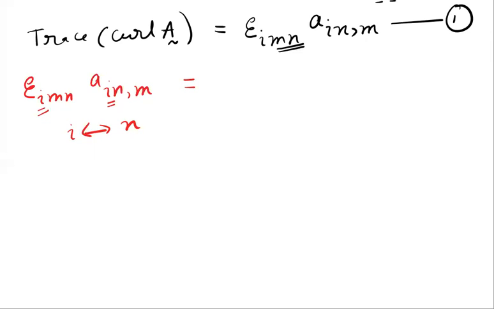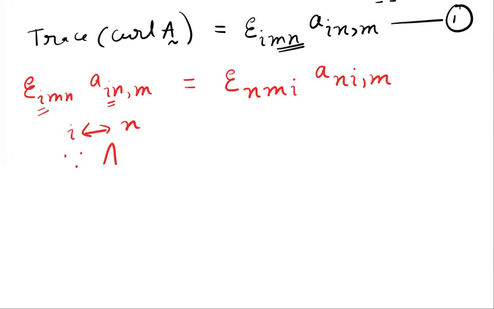Tell me now, that's nothing but epsilon. In the place of i, I'm putting n, m as it is, and in the place of n, we are putting i. Then A, in the place of i I'm putting n, in the place of n we are putting i, comma m. Now these two are the same, agree? Because they're all dummy, i is also dummy, n is also dummy. I'm just interchanging i and n.